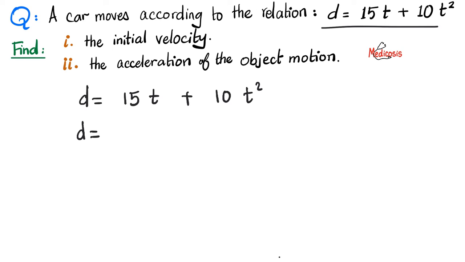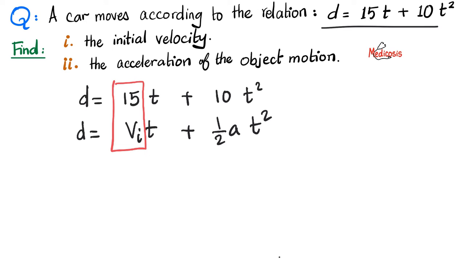It looks like d equals v initial t plus half a t squared. Okay, who's next to the t? This is what's next to the t. And who's next to the t squared? This is what's next to the t squared. So therefore, v initial equals 15.